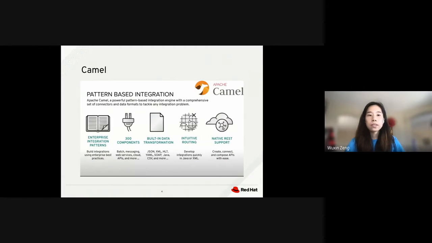So Camel K, what is Apache Camel K? Apache Camel K is an upstream project that we use for integration technology at Red Hat. Apache Camel is Java-based, built on enterprise integration patterns. Apache Camel started its life as an implementation of the Enterprise Integration Patterns book. It comes with 300 components out of the box that you can use. Integration can range from simple timer-to-log dummy examples to complex processing workflows connecting several external systems. Camel has built-in data transformation, intuitive routing, and provides native REST support.